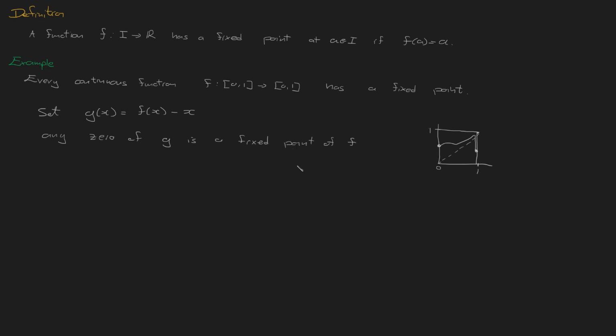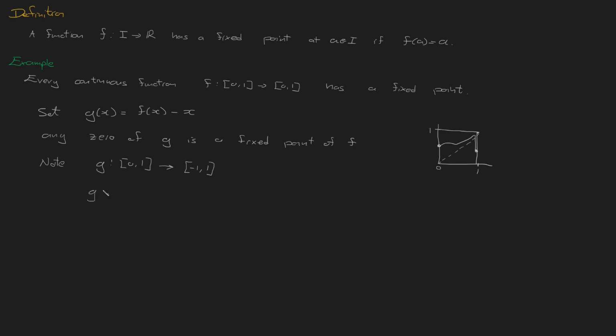And Bolzano's theorem tells us about the possible existence of a 0 of a particular function. So note, g has the same domain as f, so it takes in values 0, 1, but has codomain minus 1 to 1. The reason is that, of course, the image of 0 might be anywhere between 0 and 1, and the image of 1 is anywhere between minus 1 and 0.